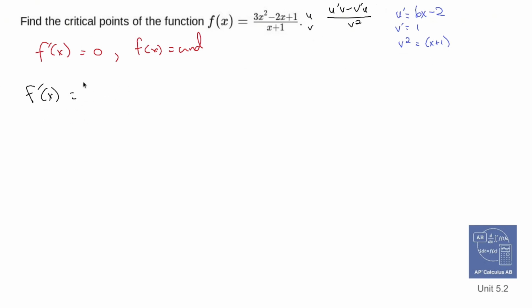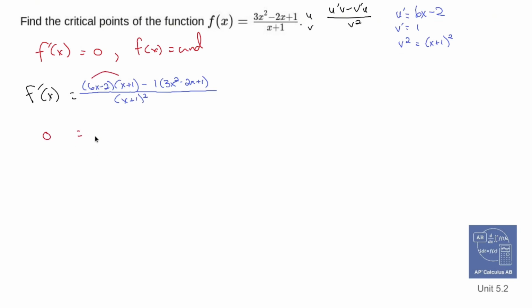U prime v is going to be 6x minus 2 times v, which is going to be x plus 1, so there's going to be foiling there. Minus v prime, which is 1, that's nice, times u, which is 3x squared minus 2x plus 1. And that's going to be all over x plus 1 squared. I forgot to put the squared there. Silly me. All right. Set it equal to 0.